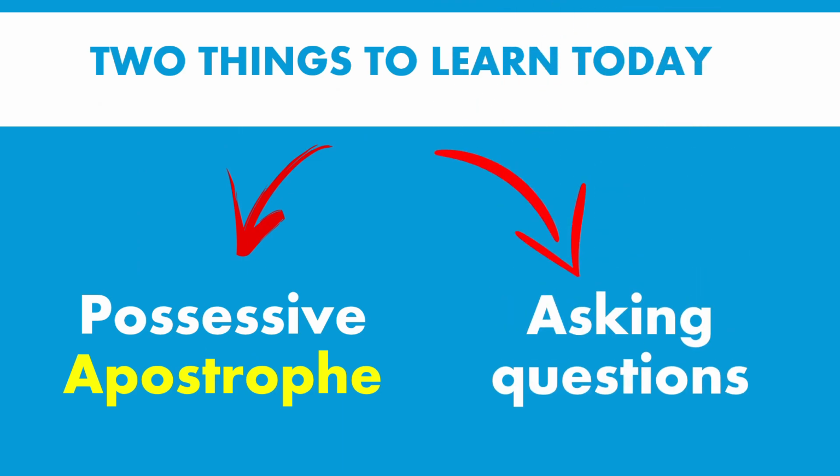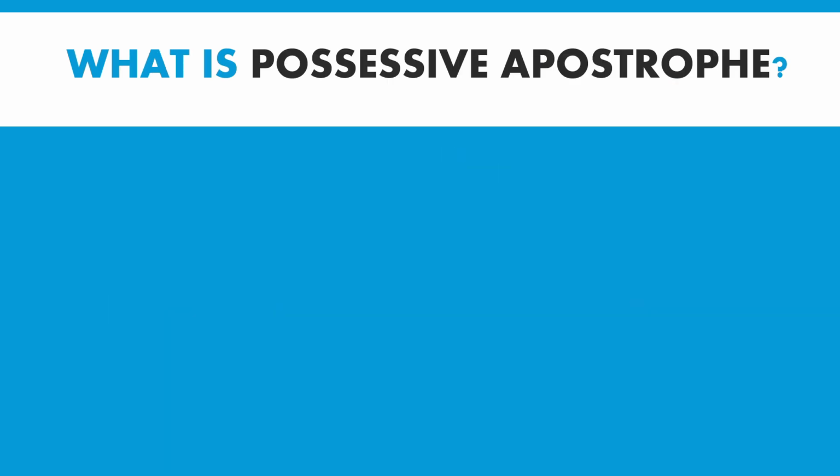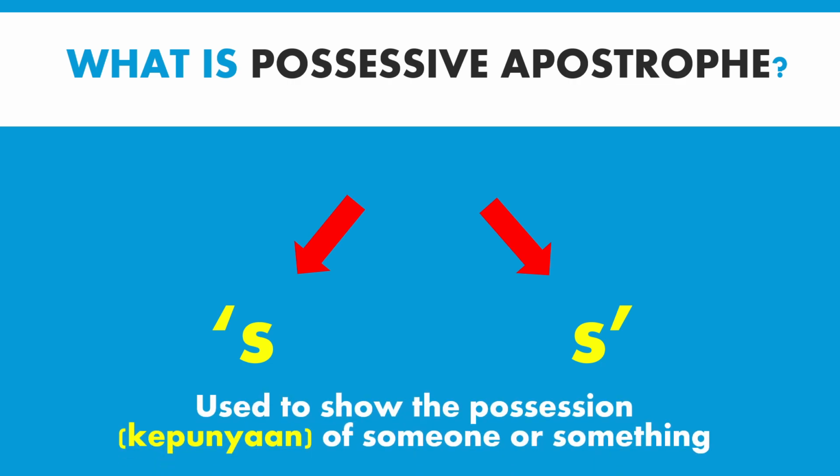I'm going to start with possessive apostrophe first. What is possessive apostrophe? Possessive apostrophe are divided into two types. One is apostrophe s, another one is s apostrophe. And what is the function of possessive apostrophe? It is used to show the possession, or in BM we say it as kepunyaan of someone or something.